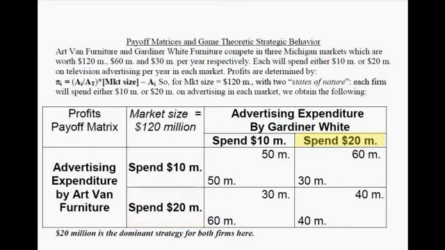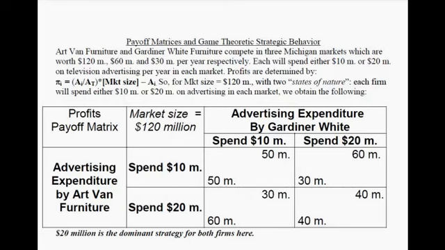We state that regardless of what Gardner White does, to spend $10 million or $20 million, Art Van has a dominant strategy to spend $20 million because spending $20 million will give Art Van more profits than spending $10 million. We say that Art Van has a dominant strategy because the strategy of spending $20 million will dominate the strategy of spending $10 million.